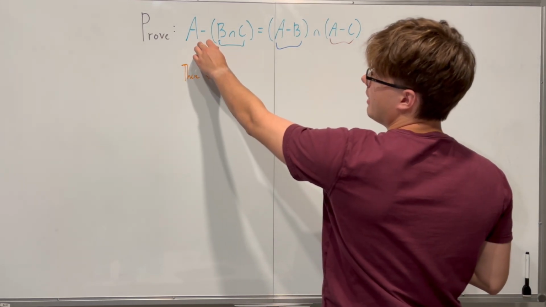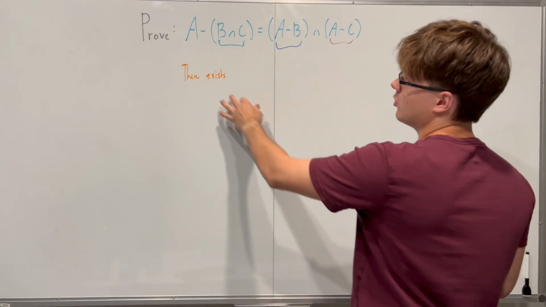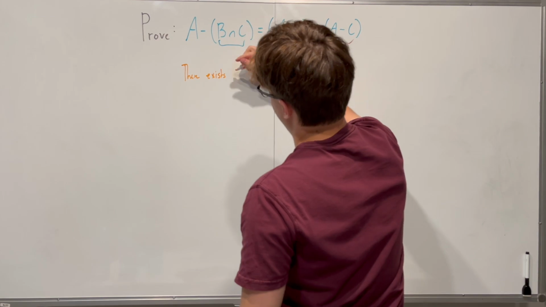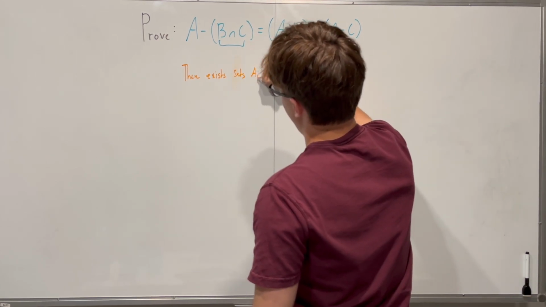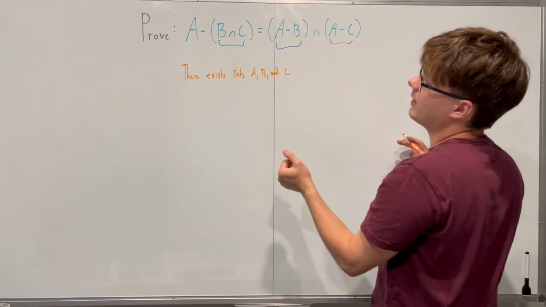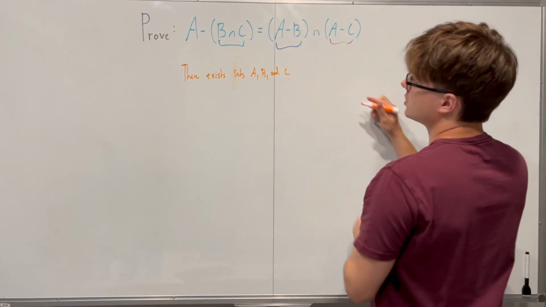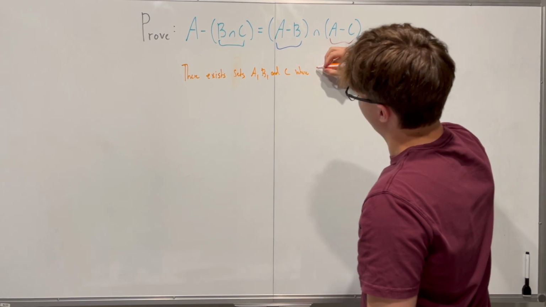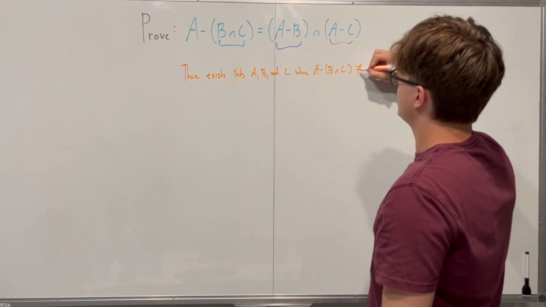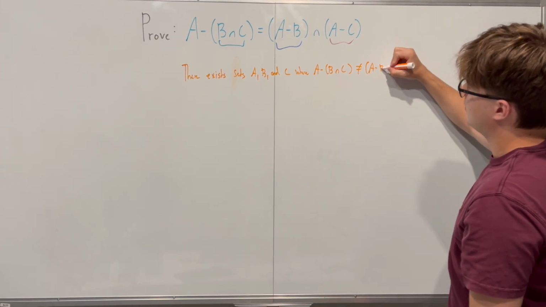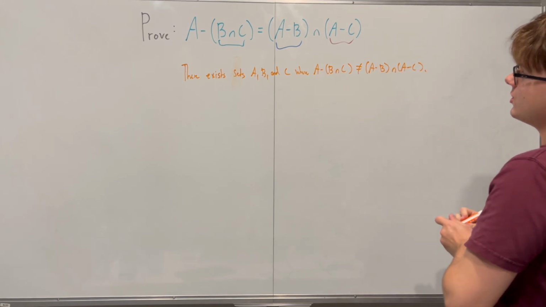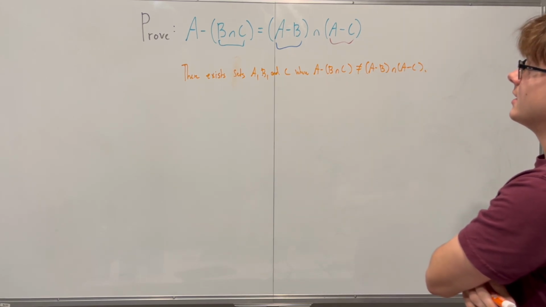Now, what does there have to exist? Well, it's for all sets A, B, and C. So it means there have to exist sets A, B, and C. And what are we trying to prove? Well, we're trying to prove they're not equal to each other. So we have to find three sets where A minus B intersect with C is not equal to A minus B intersect with A minus C. So this is actually what we're going to prove instead.